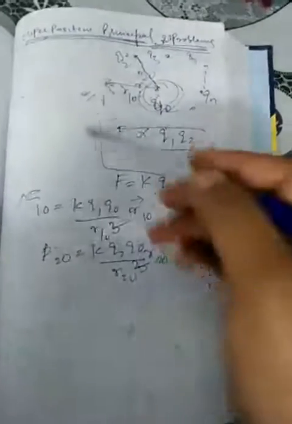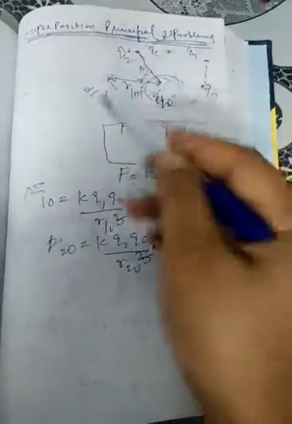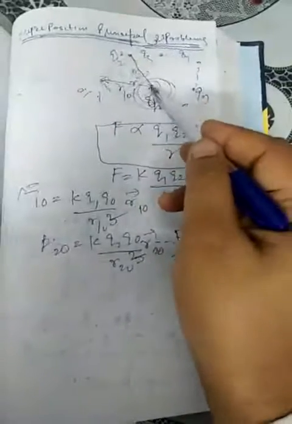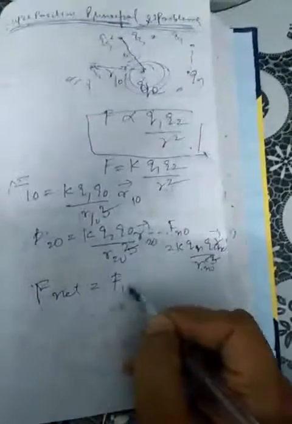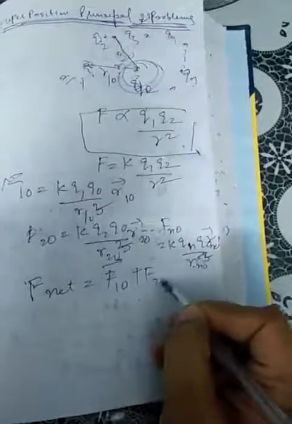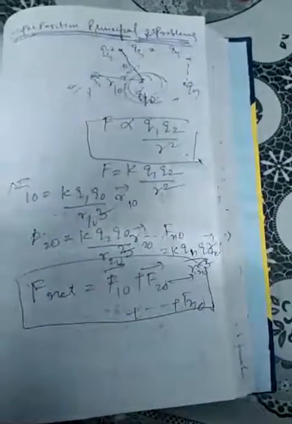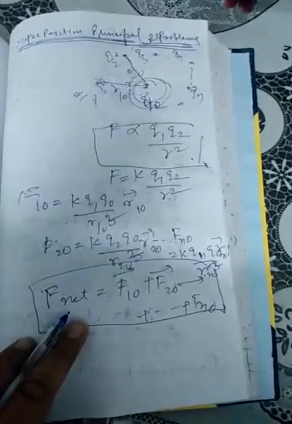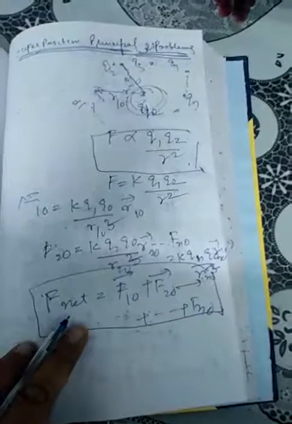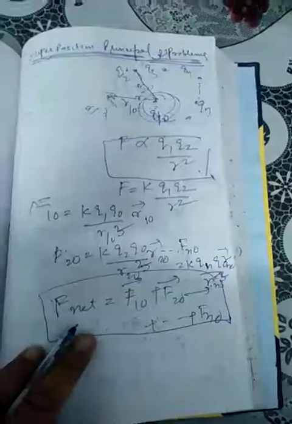Now we will see what is the effect of all these forces at this point. What this principle says is that the net force will be equal to the sum of F1 0 vector plus F2 0 vector plus so on plus Fn 0 vector. That means the net force is equal to the sum of the forces due to all the charges. That is the principle of superposition, and it will help us solve a lot of problems in the numerical part.